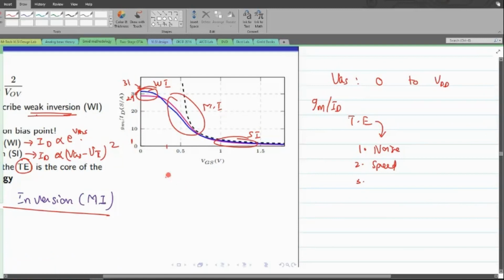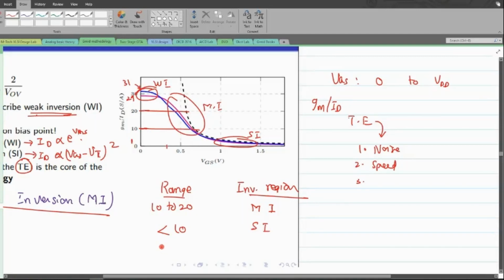Whenever gm over ID falls between 10 and 20, we say that the transistor is in the moderate inversion region. Anything that goes below the value of 10, we call strong inversion, and anything that goes beyond the value of 20, we say that our transistor is in weak inversion.